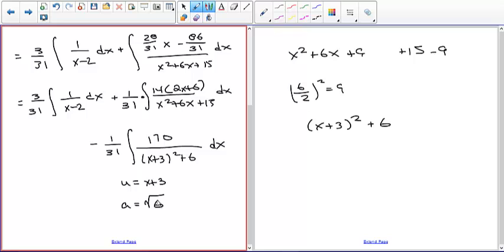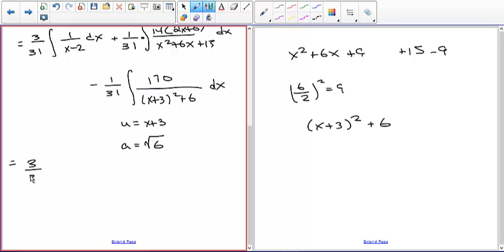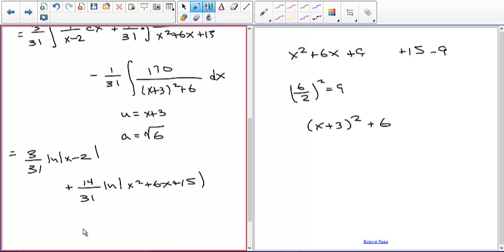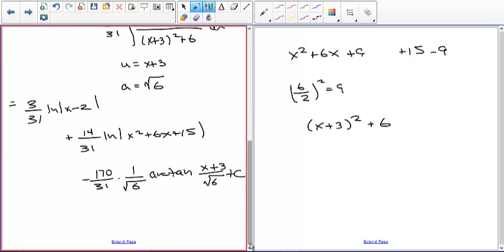So here's the final answer. Now that we have all that information put together, we get 3 over 31 times the natural log of the absolute value of x minus 2, plus 14 over 31, so that 14 is that number, times the natural log of the absolute value of x squared plus 6x plus 15, minus 170 over 31 times 1 over the square root of 6 times the arctangent of (x plus 3) over the square root of 6, plus c. Okay, so there's the answer.